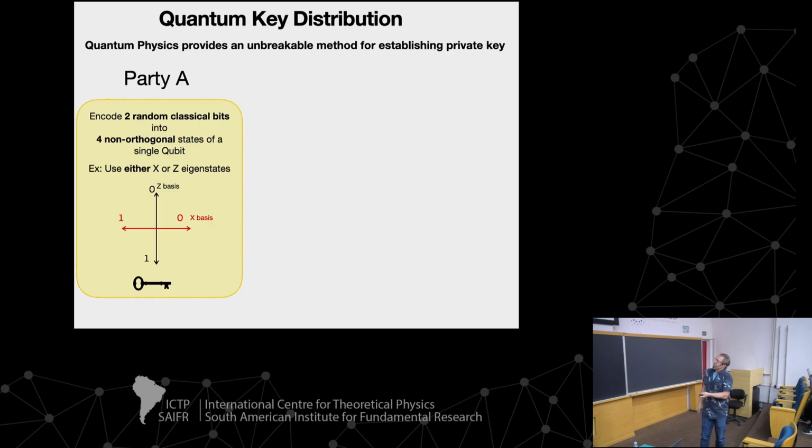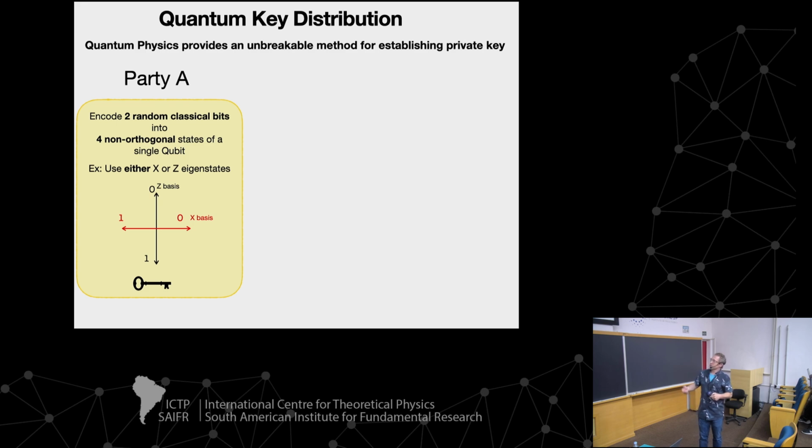Just the basic idea of how it works: this is a picture representation of the BB84 protocol, which is the simplest example. User A is going to choose 2 random classical bits and associate each value of these to 4 quantum states, and these are non-orthogonal states. So that might be the 2 eigenstates.